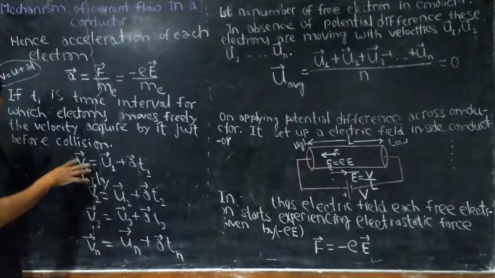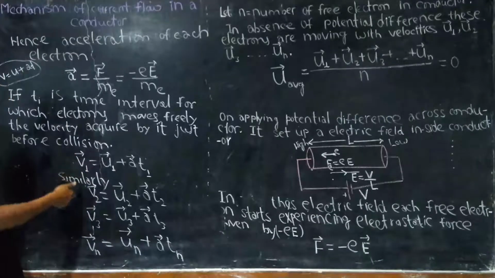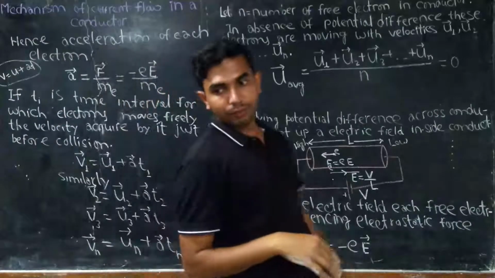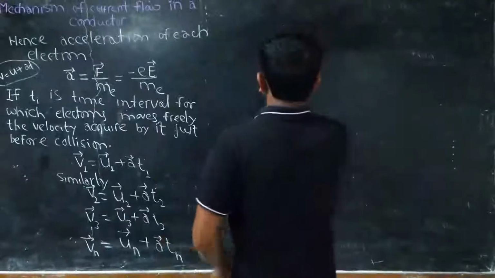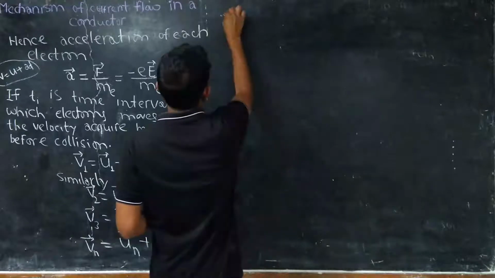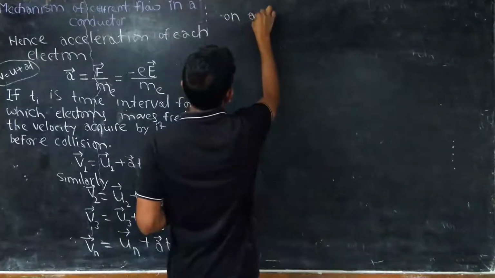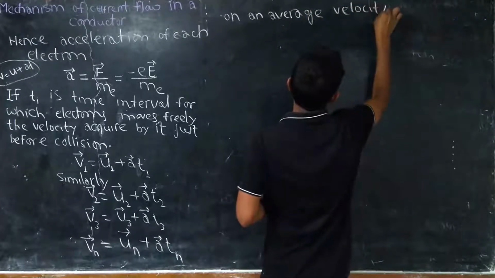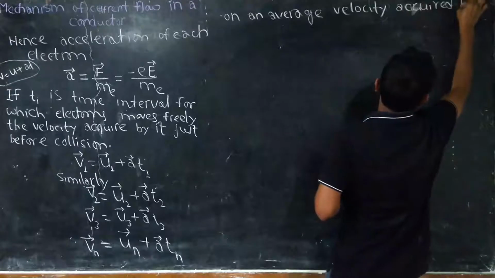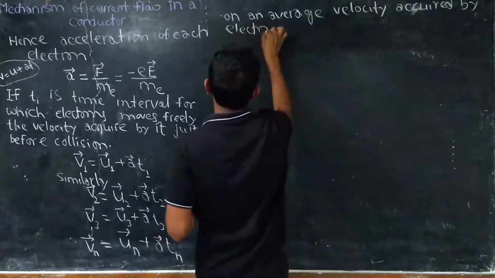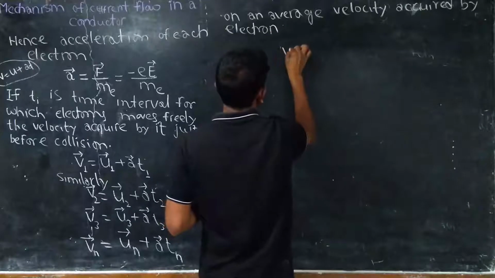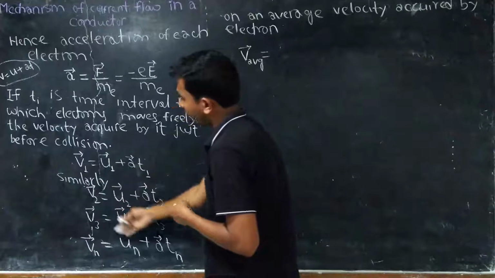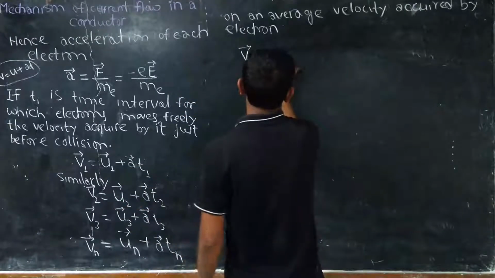Again we are going to calculate the average of the final speed. So again we have to rub this part. Here we can write, on an average, the velocity acquired by the electron is v average, and that v average will be the mean of these.